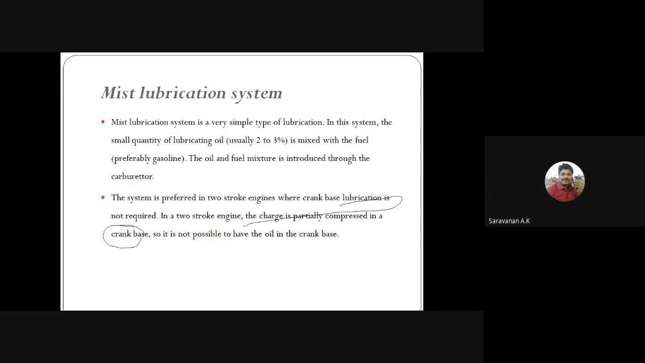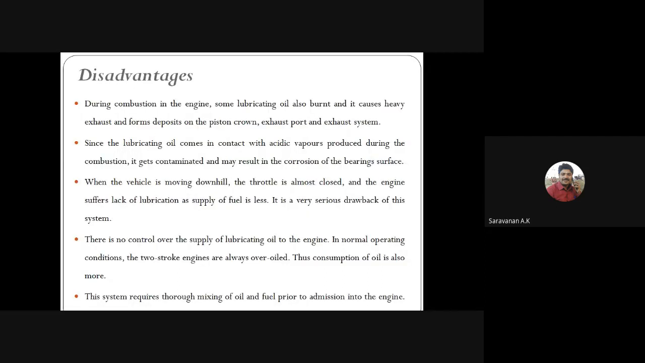In this mist type lubrication system we have some advantages also. It's very simple, low cost, and maintenance-free. Why? Because there is no oil pump, no oil filter, and no oil tank. The oil is poured directly into the fuel tank itself, so a very minimum amount of lubricant oil is mixed with the fuel. That is the only advantage.